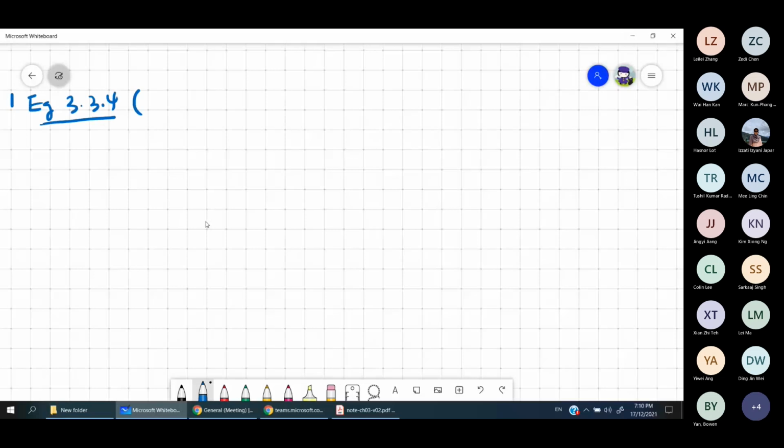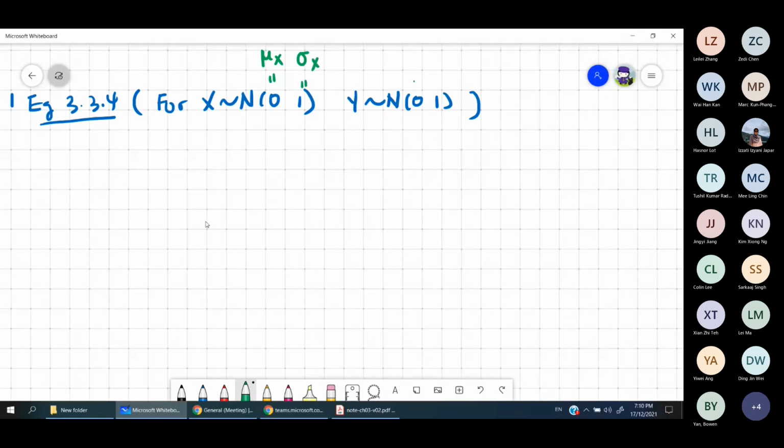Okay, I just consider the standard case, where x is a standard normal distribution and y is a standard normal distribution. Okay, make it easy. The calculations are more or less the same. So which means I consider mu x will be 0 and sigma x will be 1, and mu y will be 0 and sigma y will be 1.